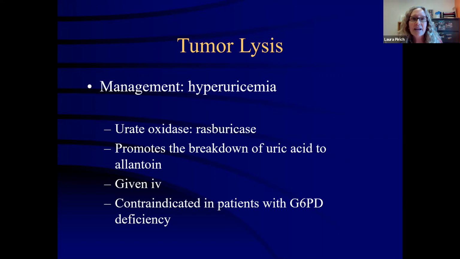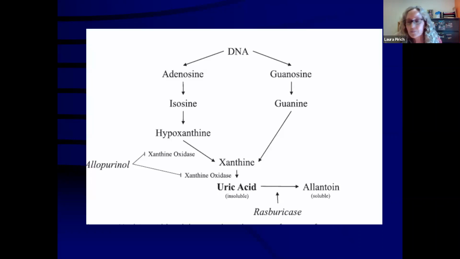If we have time, we will sometimes send a G6PD screen to try and rule out G6PD deficiency. And certainly if it's a female patient, they're less likely to have G6PD deficiency. Here's the picture that I was talking about. I don't know if y'all can see my pointer on the screen or not. So here with allopurinol, it works to prevent the formation of uric acid by inhibiting xanthine oxidase. And then here's where rasburicase acts, after the uric acid has already been formed.